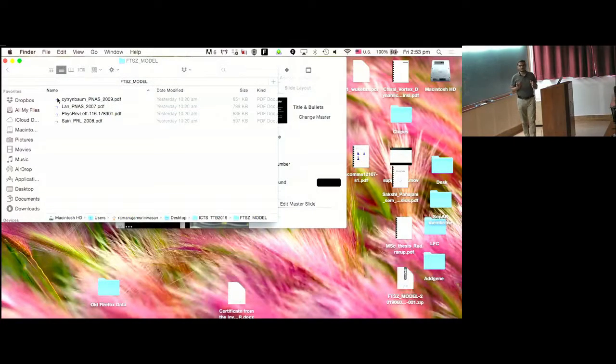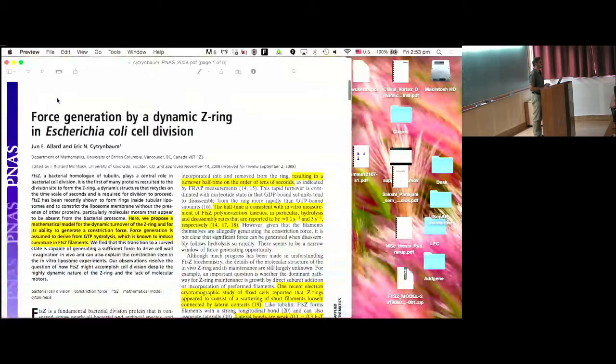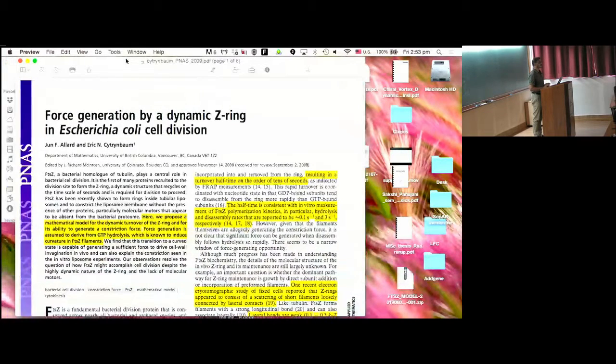So I should say at the outset that I'm really not an expert in bacterial cytokinesis, and whatever little I learned, I did over the last few days with Srinivasan. So there have been a few questions from the audience that I think maybe I can try answering.